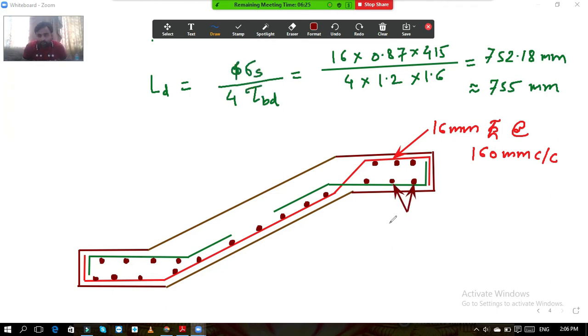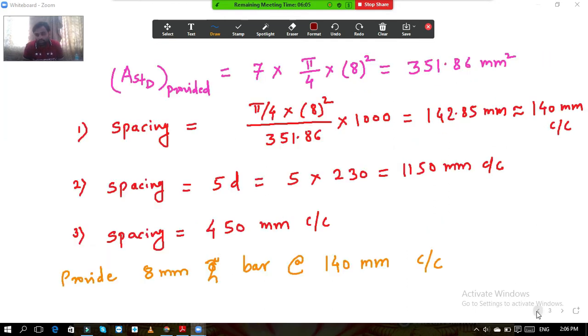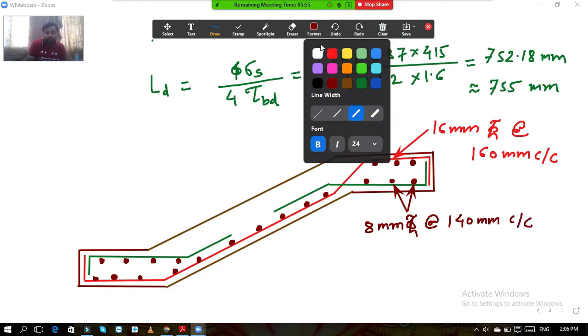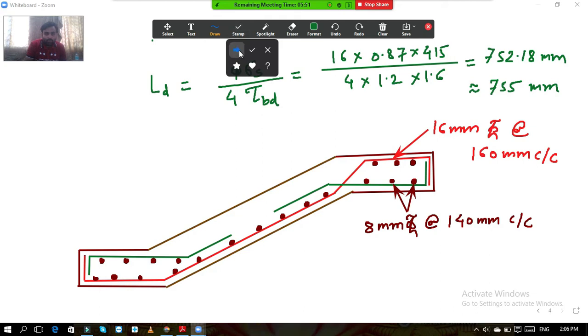So these two bars are, what is the diameter? 8 mm diameter. What was the spacing of the distribution steel? 8 mm diameter bars, about what was the spacing? It is 140 mm, about 140 mm center to center. Now these remaining bars which we have provided over here, these two bars.